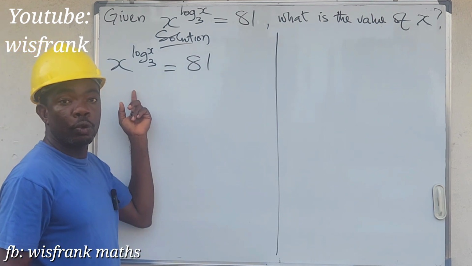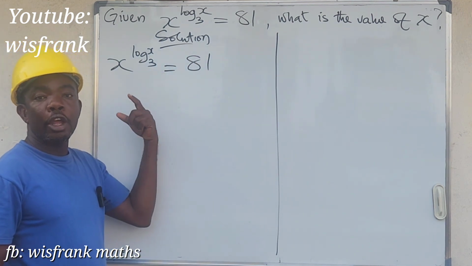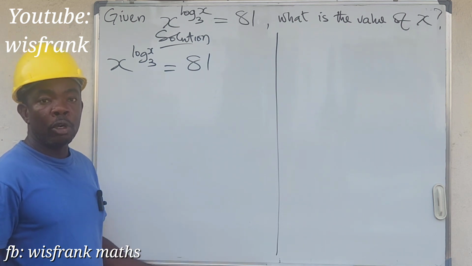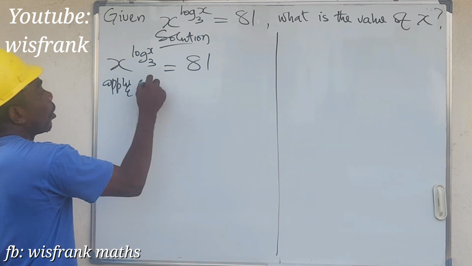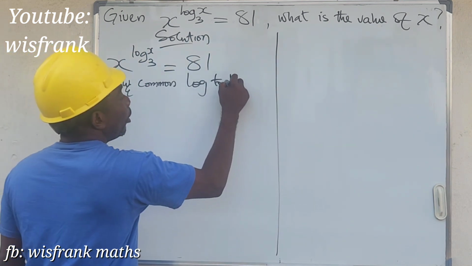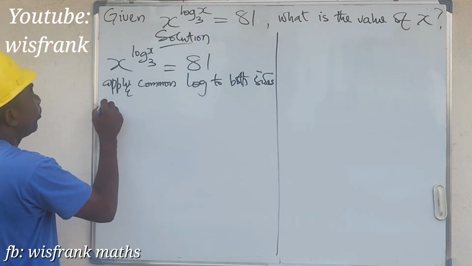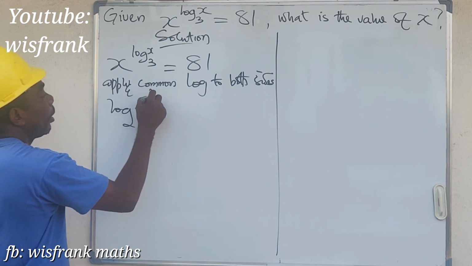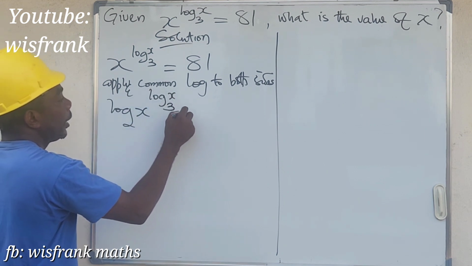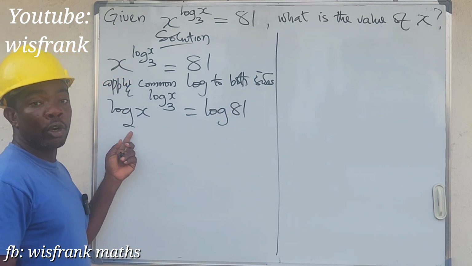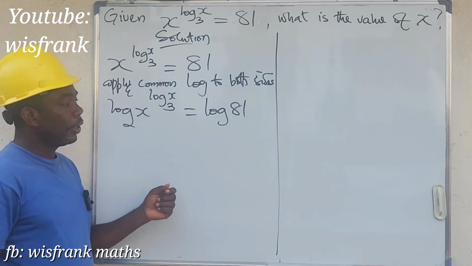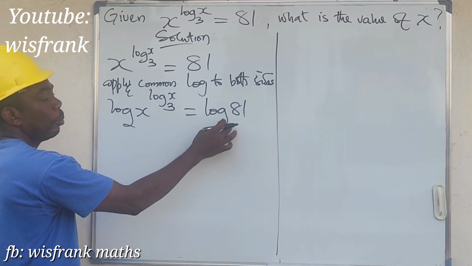From this equation, what we are going to do is to apply a common log to both sides. Common log is log of base 10. So we apply common log to both sides. This will become log of x to the power of log x base 3 equals log 81. As we said, common log is log to base 10, so these are log to base 10.